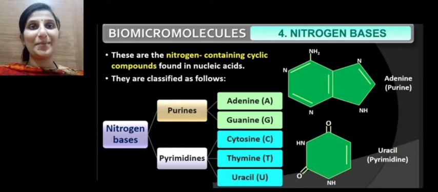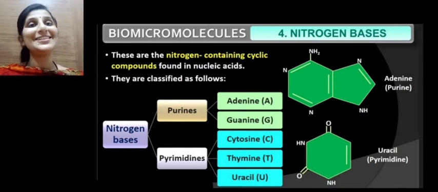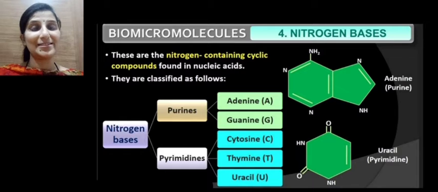And nitrogen bases, the last type of biomicromolecules. They are nitrogen containing cyclic compounds. The structure is cyclic in nature and they are found in nucleic acids. What are nucleic acids? They are DNA and RNA which carry the characteristics. They are the unit of inheritance. So nitrogen bases are nitrogen containing cyclic compounds found in the nucleic acids.